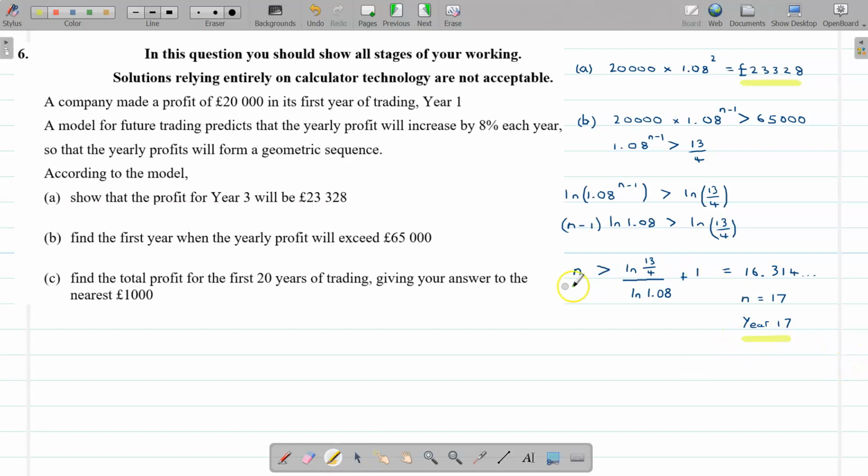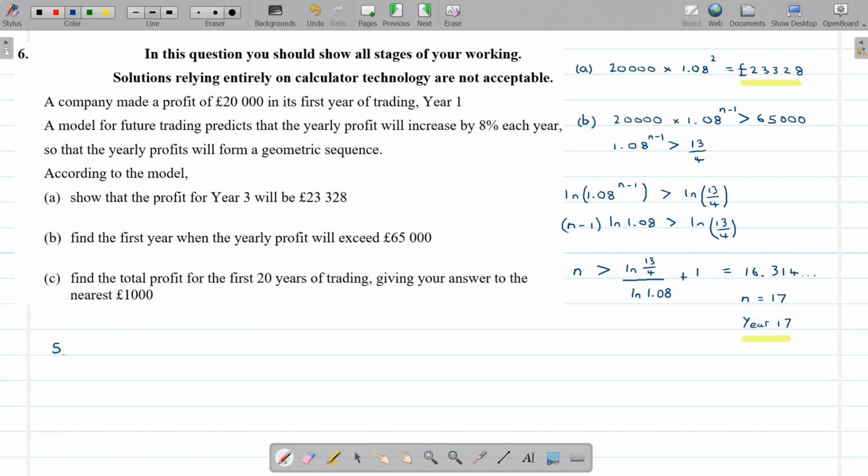And for part C, find the total profit for the first 20 years of trading. Now, this is a series. This is the sum of the terms of a sequence. So what I'm going to do is find the value for the first 20 years of trading. So it's going to be this formula.